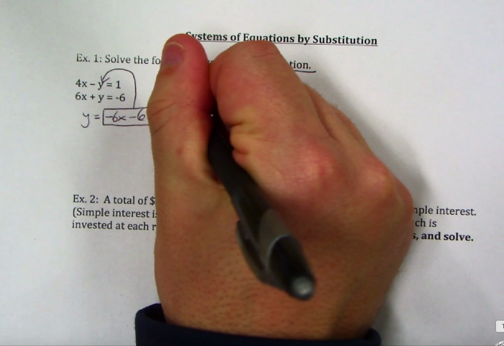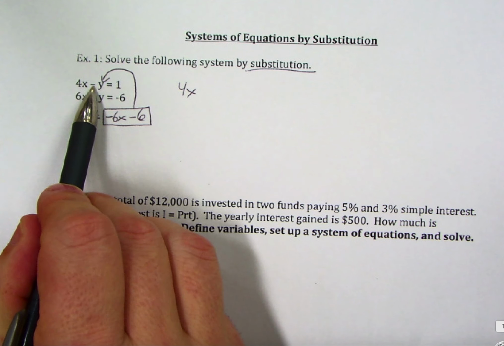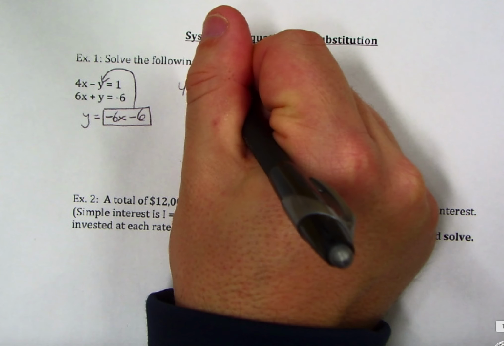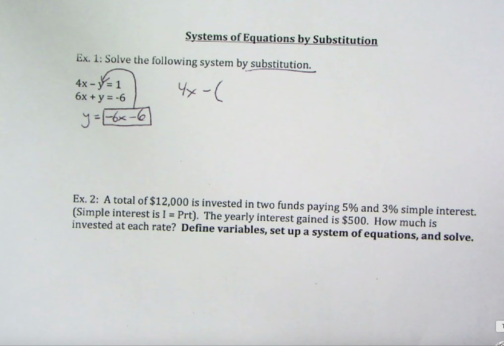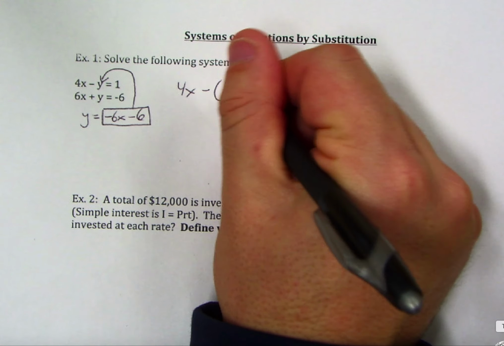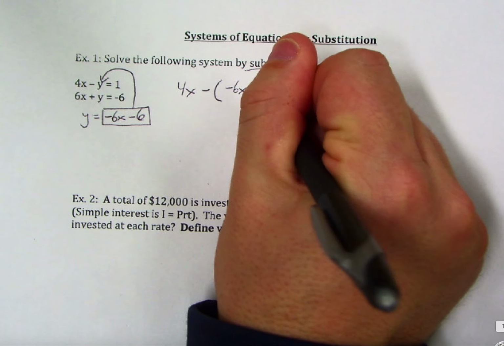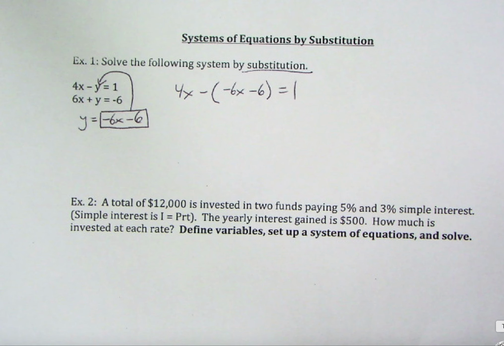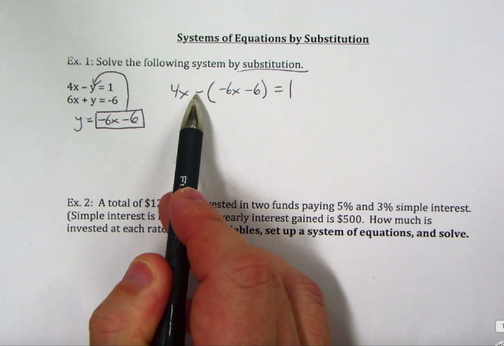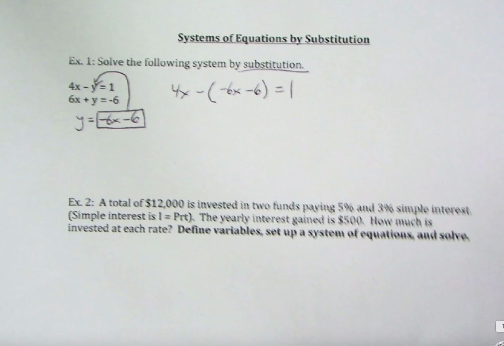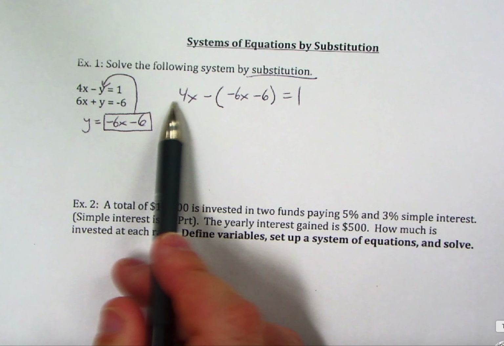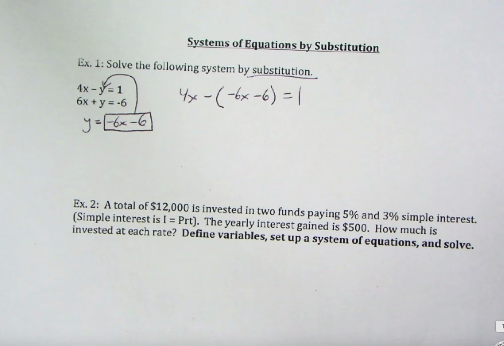So it would be 4x minus, and then here's the important part. Anytime you substitute, you have to use parentheses. Anytime you plug something in for something else, you have to use parentheses. And the reason is because that minus sign right here is going to distribute inside those parentheses. But notice I have an equation now with just x's in it. I'm going to solve it.